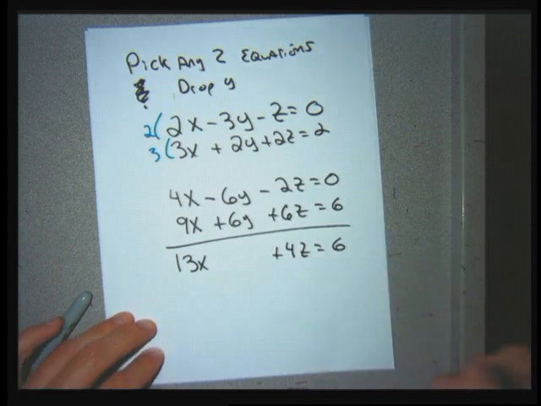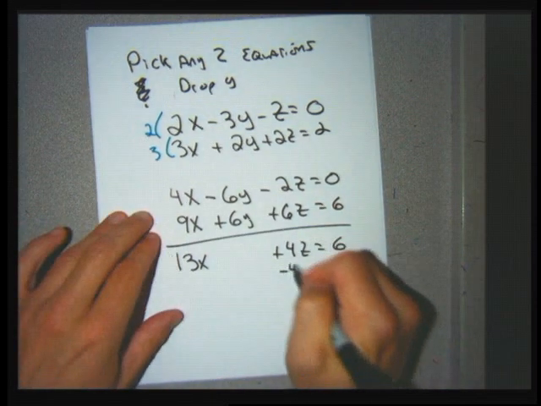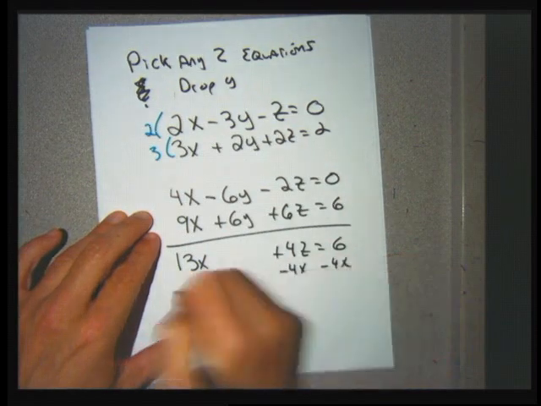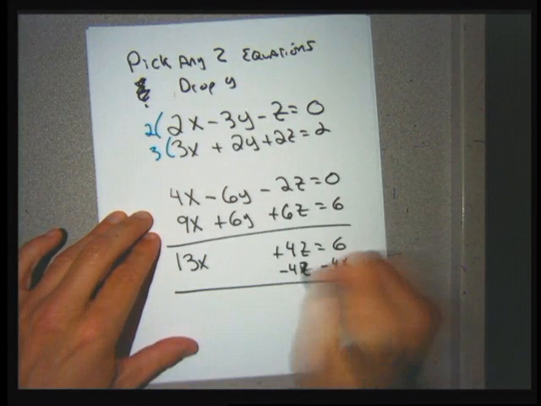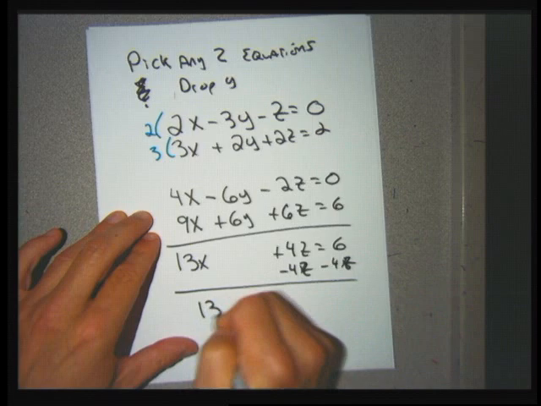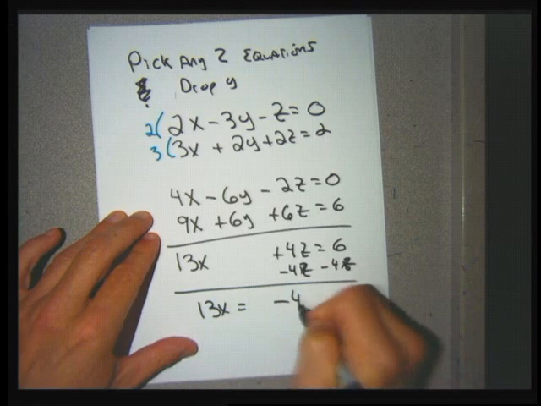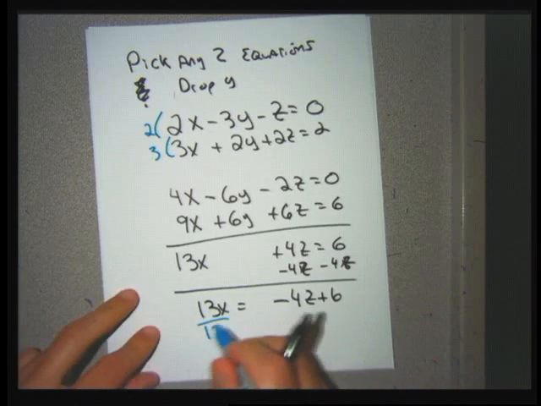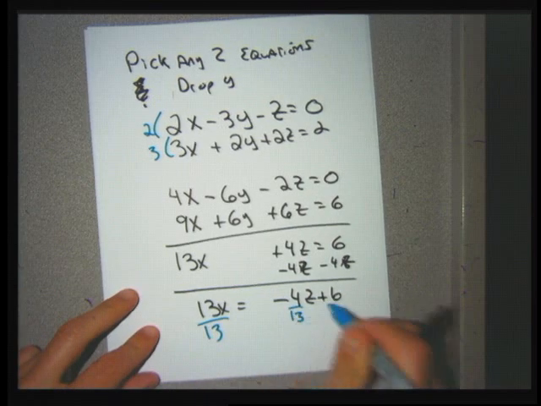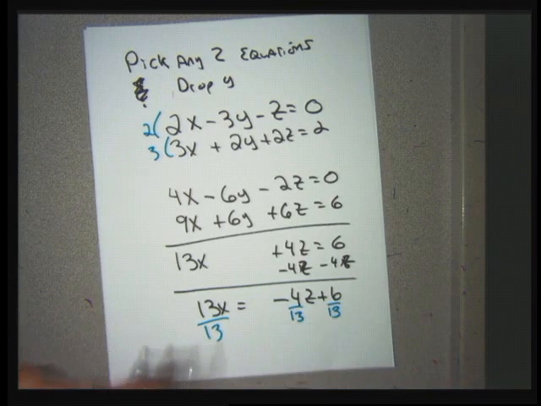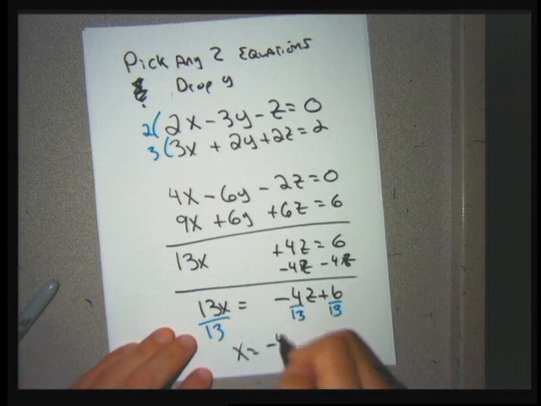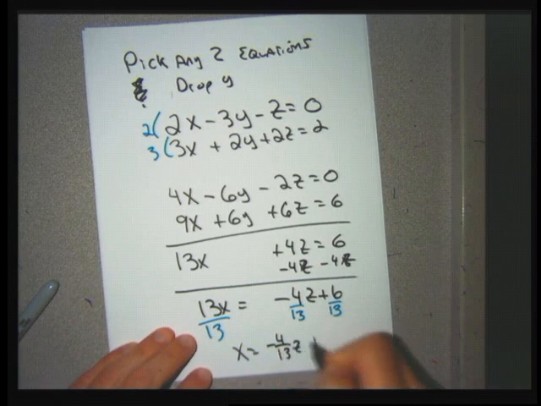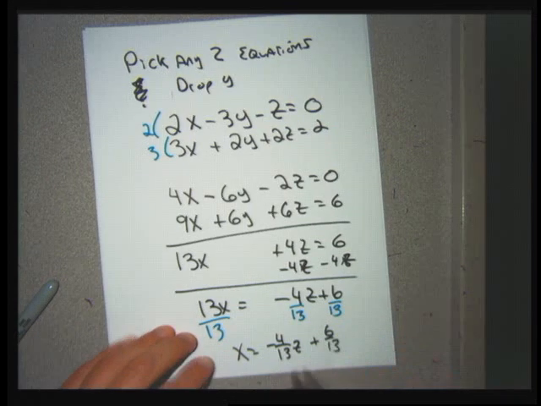I want to solve this for x. I'm going to subtract 4z from both sides. I get 13x equals minus 4z plus 6, and then I'm going to divide everything by 13, and I get x equals minus 4 over 13 z plus 6 over 13. That's what I'm going to write in my solution next to the x equals.